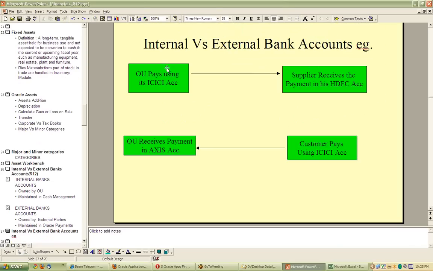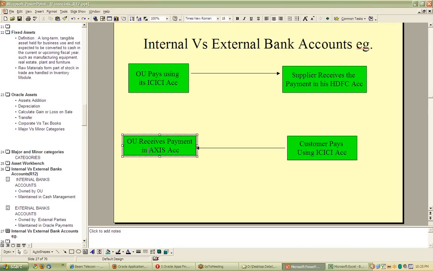To give you further an example, say you make payment using an ICICI account and the supplier receives it in his HDFC account. In this case, what is an internal bank account? What is an external bank account? So the internal would be ICICI and external would be HDFC. Correct, because this is the account from which funds are getting disbursed, and this is the account to which the funds are getting disbursed. So this is the supplier bank account.